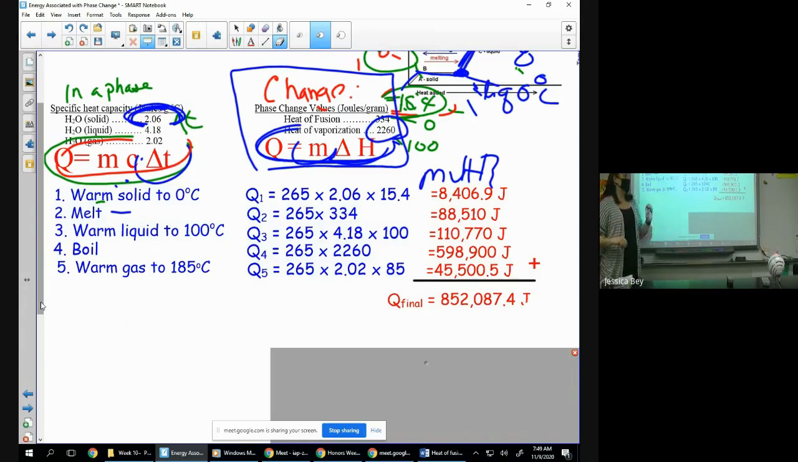So after you feel comfortable with this, let's go ahead and grab that worksheet in front of you. I'm going to show you a couple hard ones, and then I'm done yapping so you guys can practice. Okay? Awesome. Worksheet in front of you. It says phase change, energy associated with phase change, calculation, practice number 1. Energy calculations involving phase change.